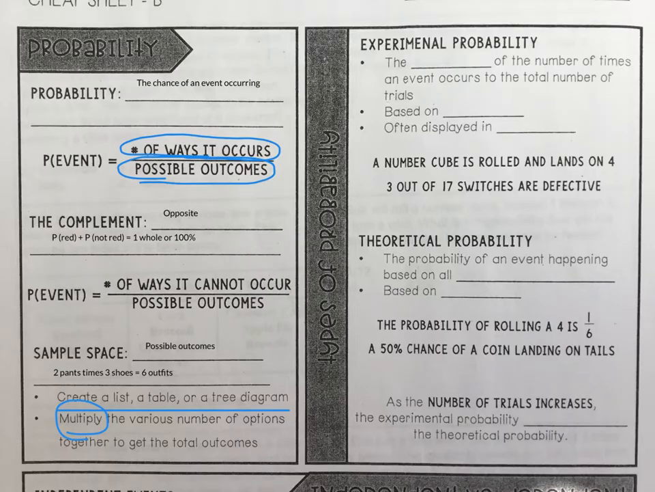We're going to talk about experimental versus theoretical. The experimental probability represents the ratio of the number of times an event occurs to the total number of trials. So it is based on data. Like if I rolled dice over and over again or spun a spinner, and we often see the data displayed in a table.